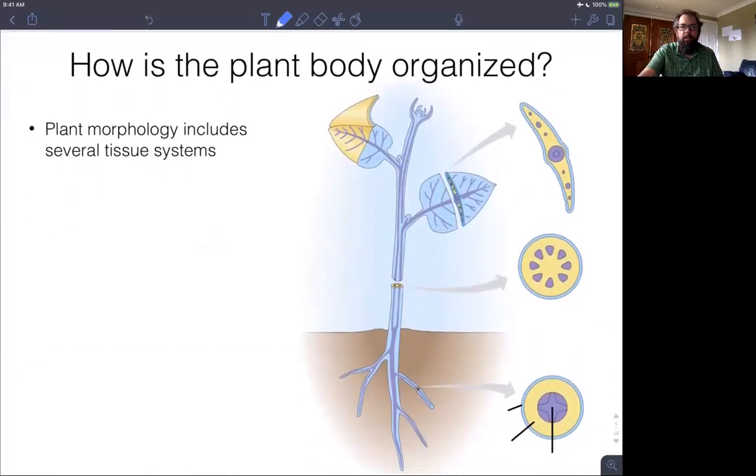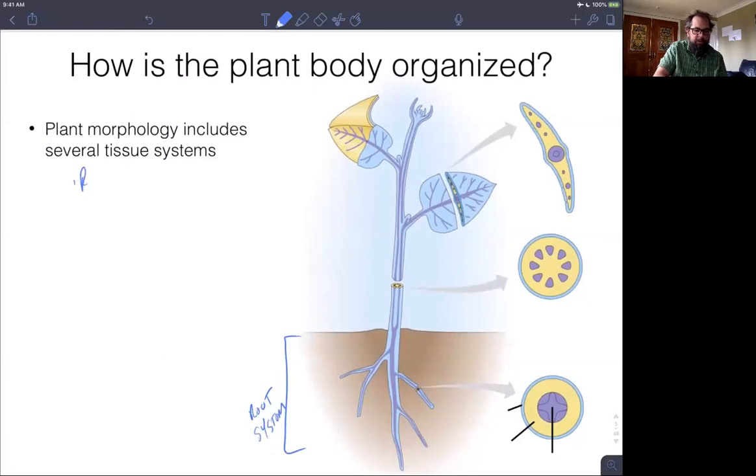And so let's take a look and see how the plant body is actually organized to allow this to happen. The plant body is organized mainly into two systems that we'll talk about. I'll talk specifically about some of the tissue types and tissue systems that run throughout the plant in just a minute. The first of those is the root system.